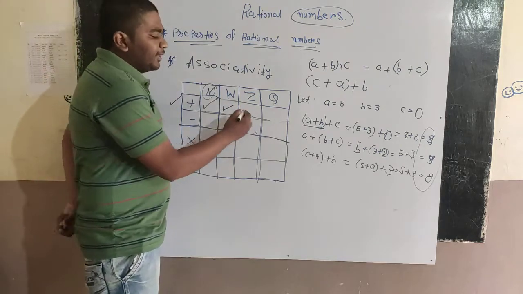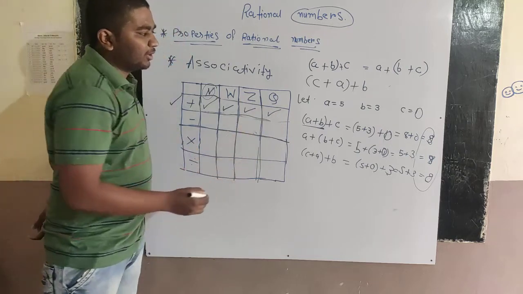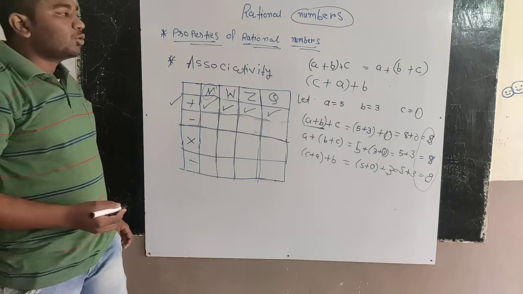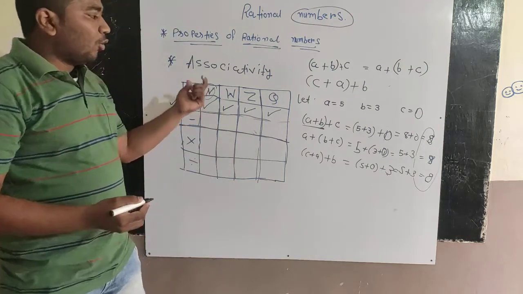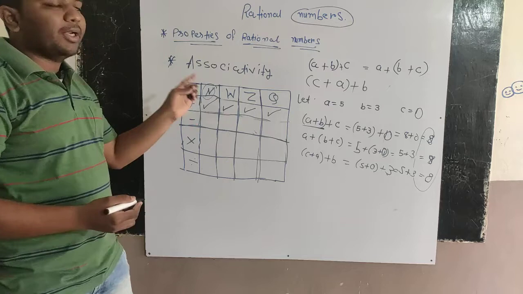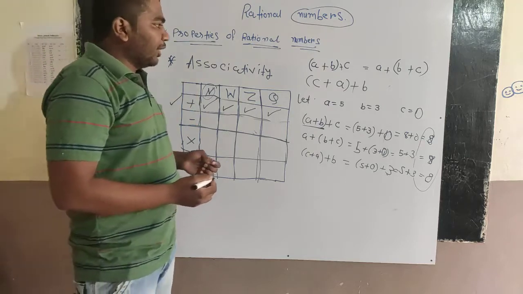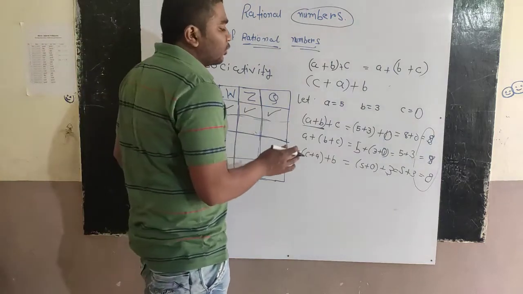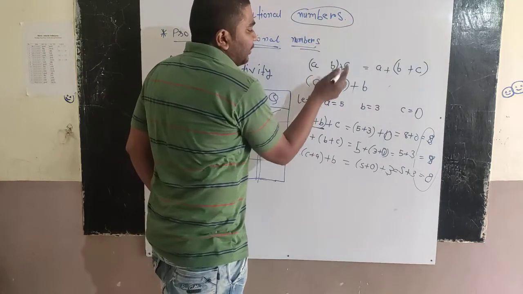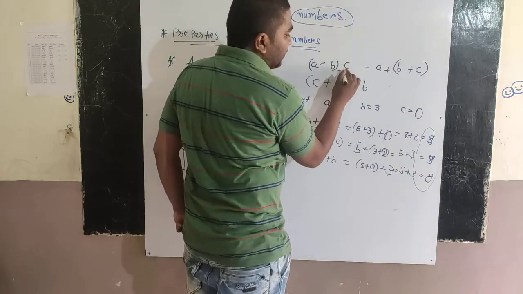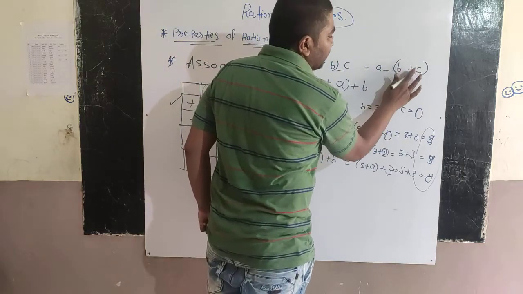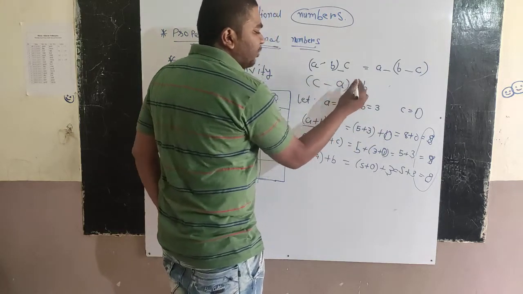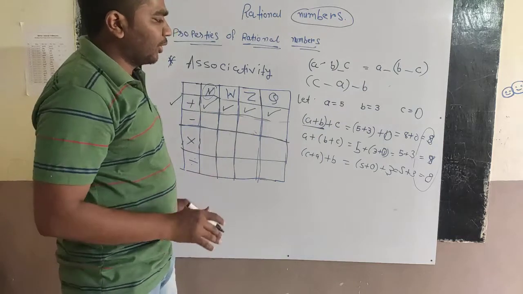Similarly for integers as well as rational numbers, if we try the associative property, then our answer is coming the same. So we can say all the numbers are associative under addition. Now we are talking about the next one, that is subtraction. We have to do it for subtraction. So if I am changing A minus B minus C, or C minus A minus B, or A minus C minus B, whatever order you are taking, that is okay.